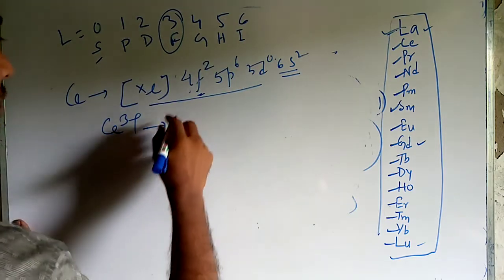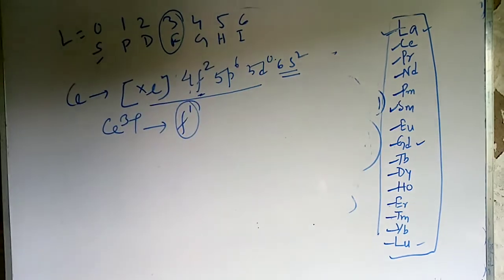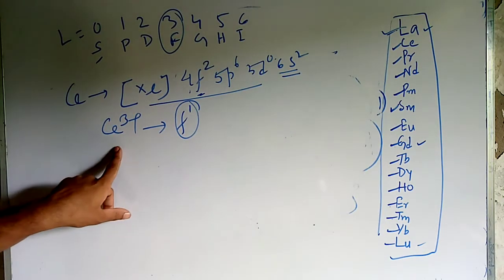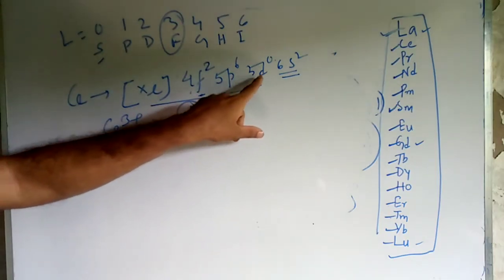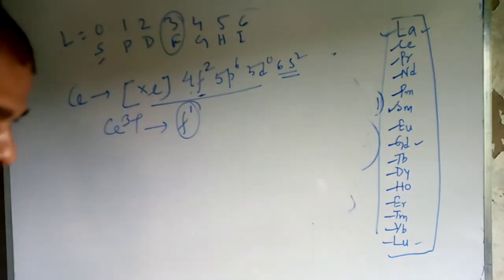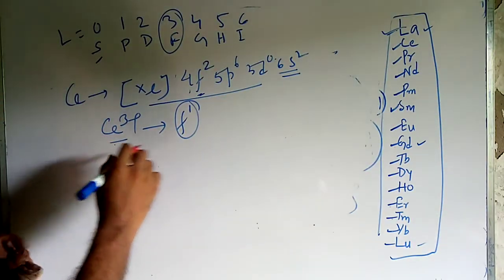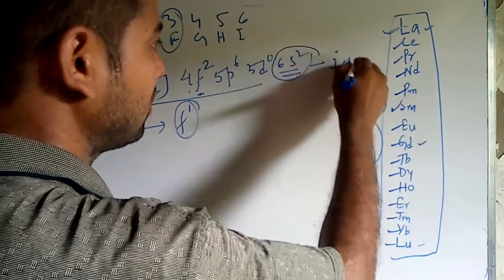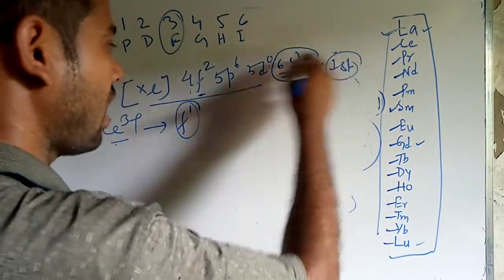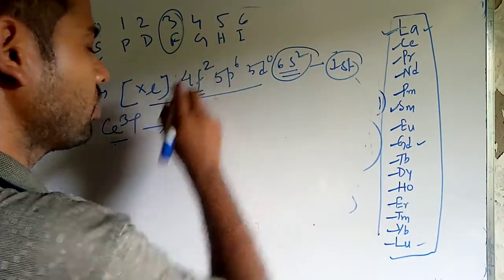Cerium is 4f1. Cerium 3 plus. And praseodymium is 4f2 5d0 6s2, and if you take 3 plus, this removes 3 electrons. These 2 electrons will be removed first, the 6s electrons, and after that the electron will be removed from the f orbital.